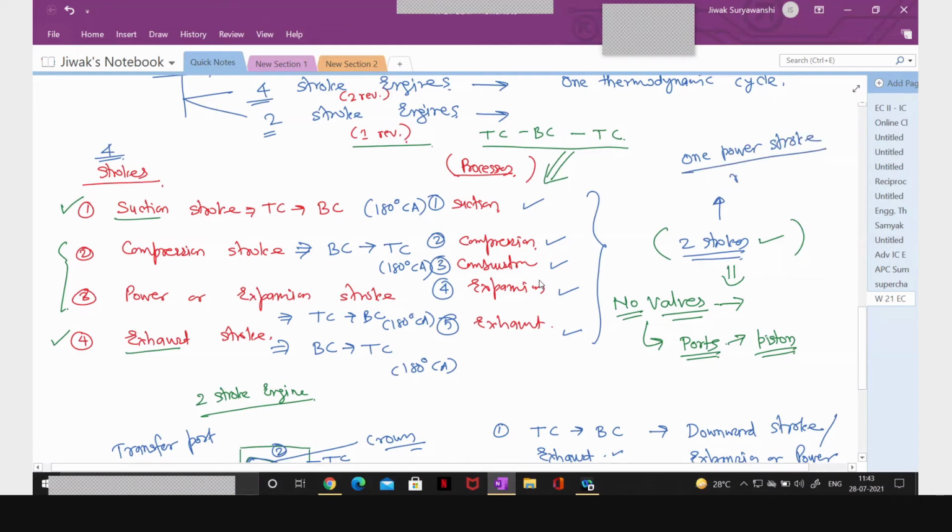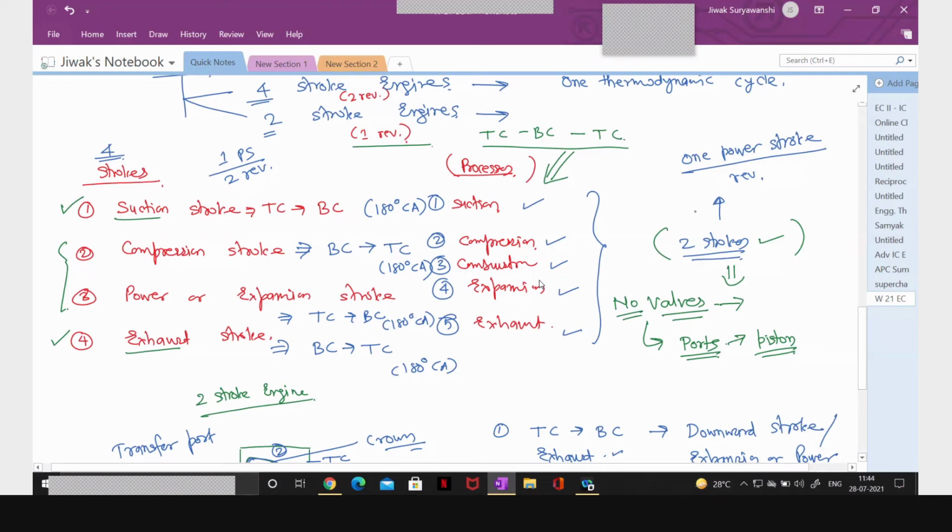While here you are getting 1 power stroke per 2 revolutions of the crankshaft. So theoretically, for the same size engine, let us take a 100cc engine, this 2-stroke engine is giving you almost double the power of a 4-stroke engine. Let us say a 100cc 4-stroke engine gives you 10 kilowatts of power. Then theoretically, this 2-stroke engine will give you 20 kilowatts of power.